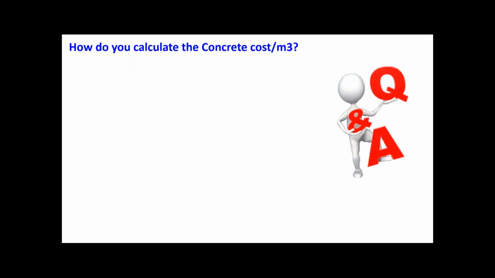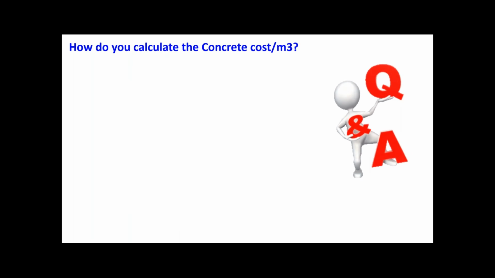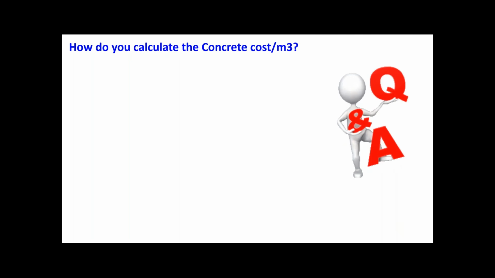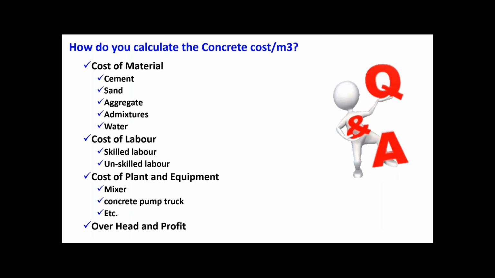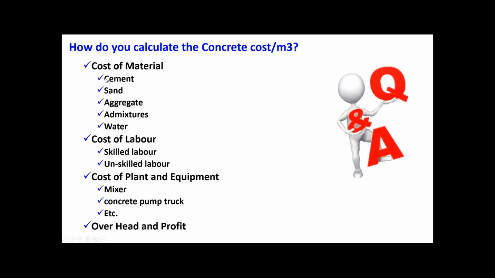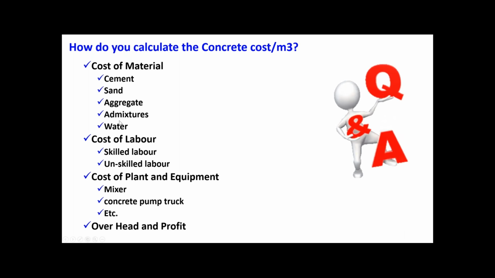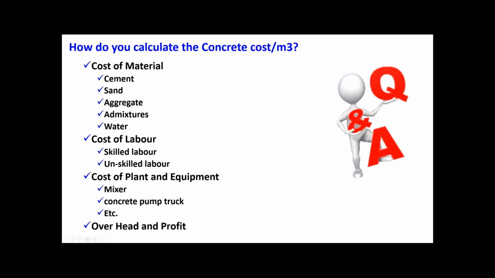Now somebody had a question about where we are going to cover the material cost, the labor cost, plant and equipment. So here is the answer. When you are calculating the material cost, that includes cement, aggregate, admixture and water. What do you mean by cement cost? Is it just the cost or the all-in rate? All-in rate. All-in rate for sand, all-in rate for aggregate, admixture, water.